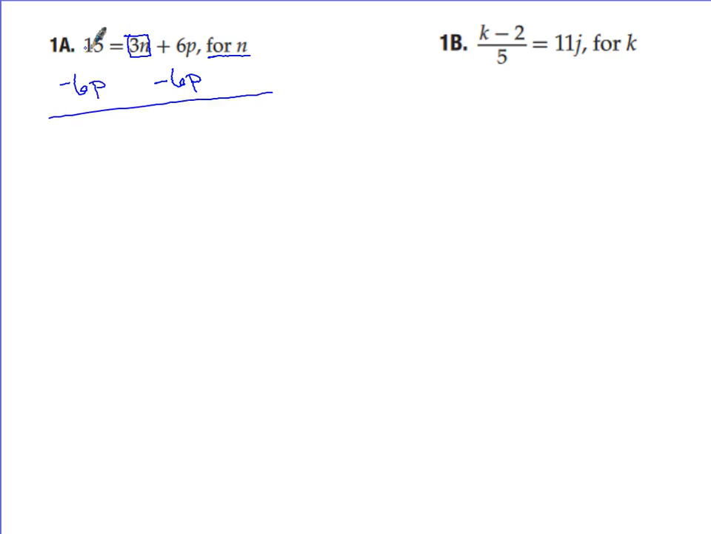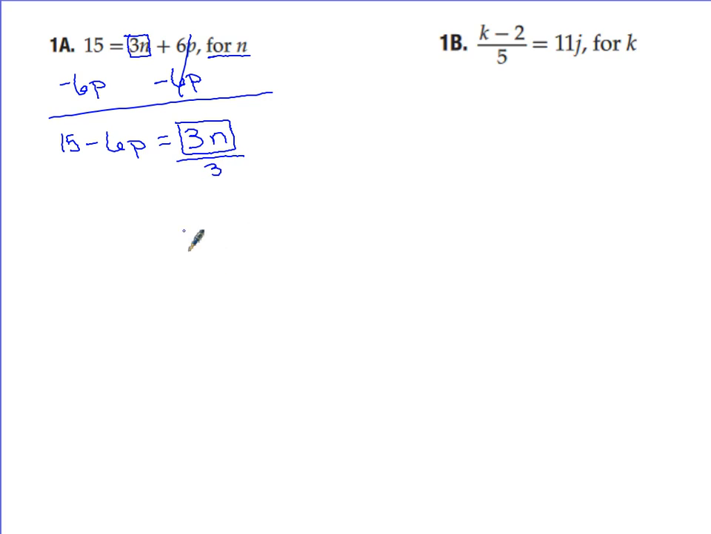Okay, now 15 minus 6p. 15 and 6p are not like terms. They can't be combined. This has a p, this does not. So on this side, I'm just going to have 15 minus 6p. I'm just going to write it just like that because that's all I can do. And over here, now I still have 3n. Okay, so I got rid of everything outside of the box. Now I'm going to divide by what is inside the box. So I'm going to divide by 3.